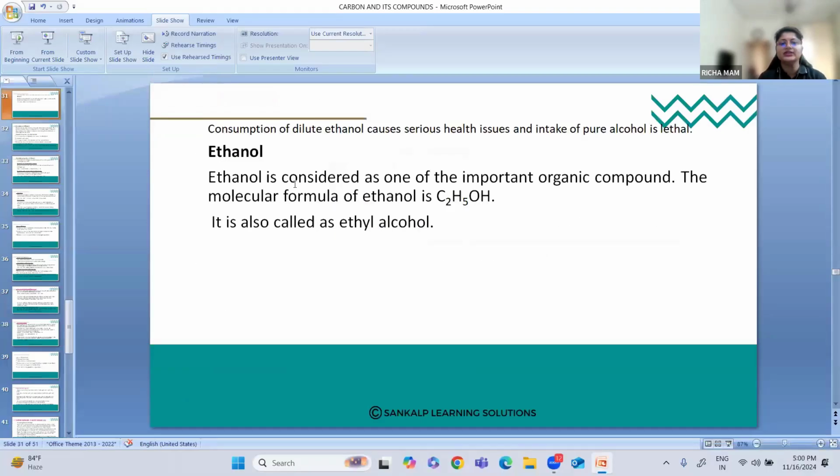Next we are going to discuss some important carbon compounds. There are two important compounds, ethanol and ethanoic acid. Ethanol is an alcohol. It is an organic compound with the molecular formula C2H5OH.